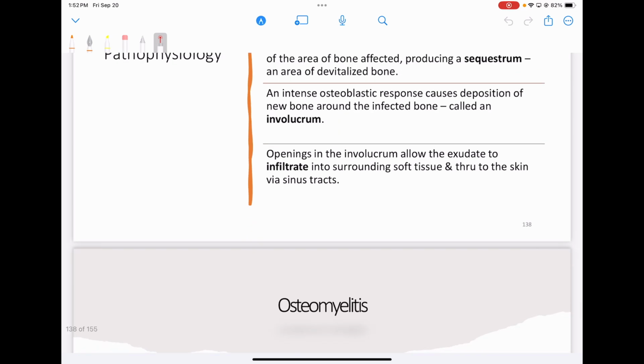Unfortunately, we have little openings in this involucrum. What that allows is for these exudates to leave the bone and start penetrating the surrounding tissues. And when that happens, now you have a bone infection that caused a soft tissue infection.